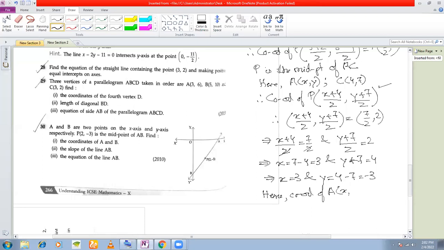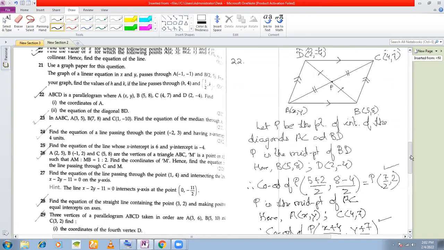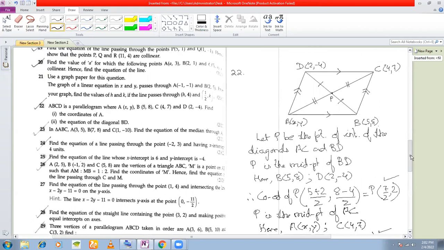Coordinates of A was x, y, right? And we have found the value of A as x is 3 and y is minus 3. So this is the coordinates of A. So we have applied the property of parallelogram, that the diagonals of a parallelogram bisect each other. With the help of this property, we were able to find out the coordinates of A.